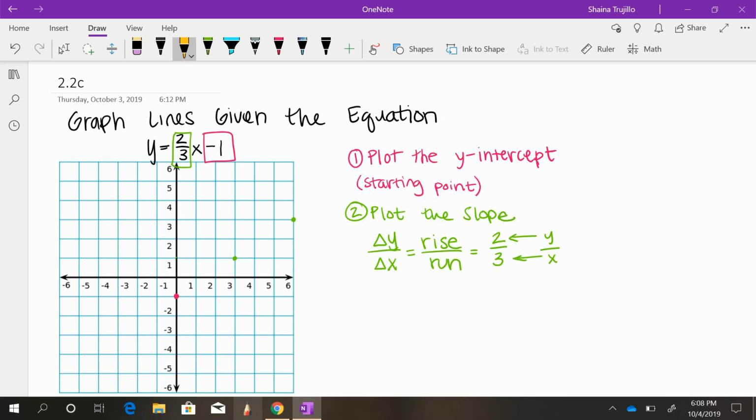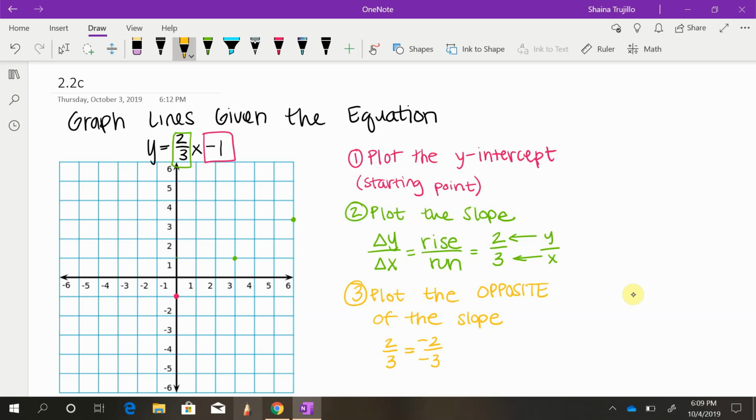Okay, my third step is that I'm going to plot the opposite of the slope. Okay, so if my slope is 2/3, like in the problem above, the opposite of +2 is -2, and the opposite of +3 is -3. So instead of going up 2 and to the right 3, I'm now going to go down 2 and to the left 3. So I'm going to go back to my starting point.